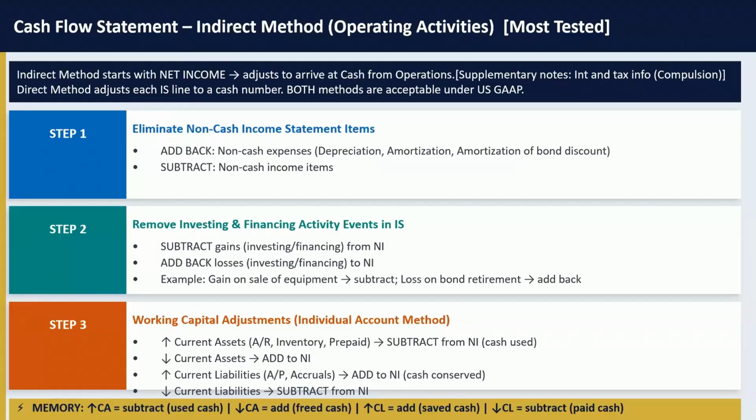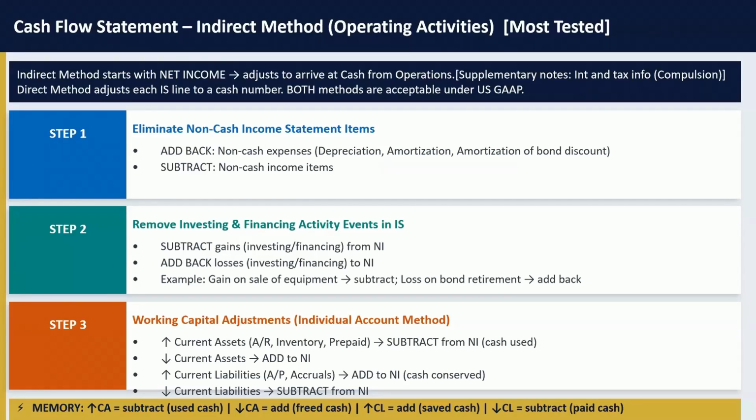But what happens in the indirect method? We don't give so much detailing. Whatever is required for calculating the value of cash flows from operating, investing and financing activities, only those entries will be there. No additional detailing. Both the methods are acceptable under US GAAP. Mostly we will be choosing the indirect method. Indirect method starts with net income and we adjust to arrive at the cash from operations.